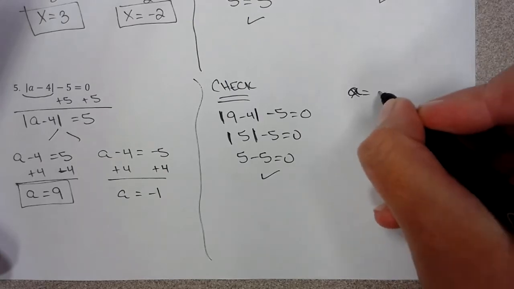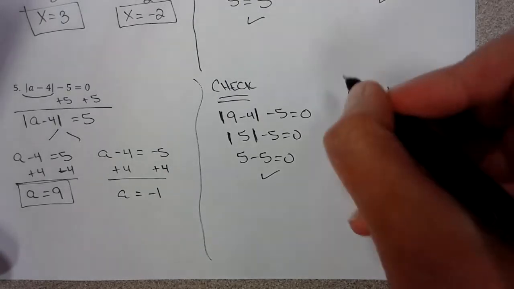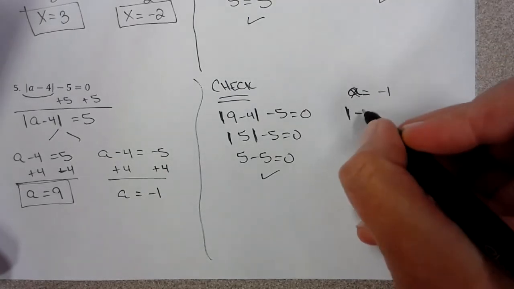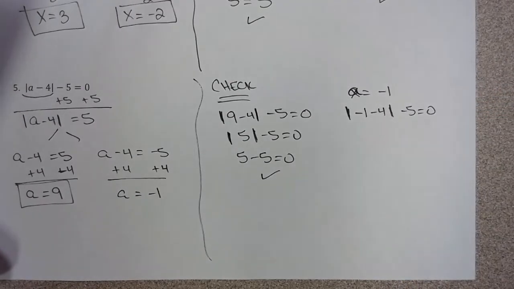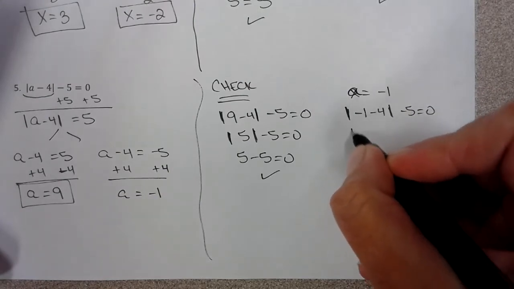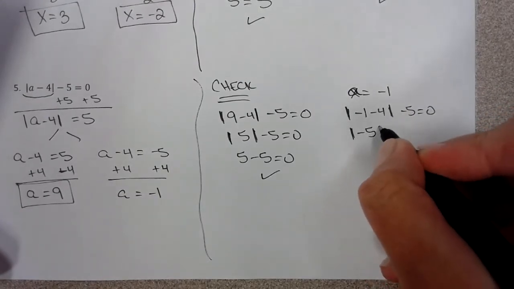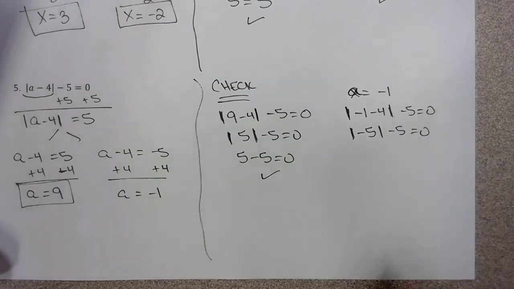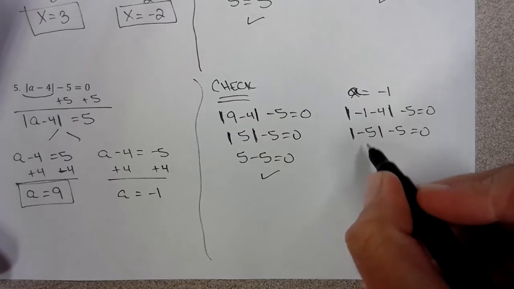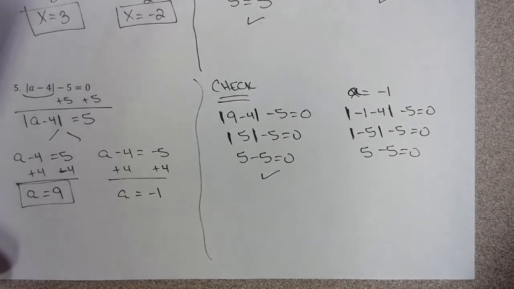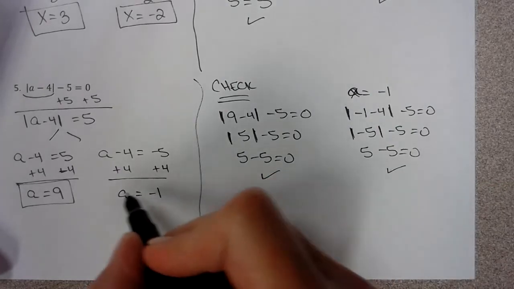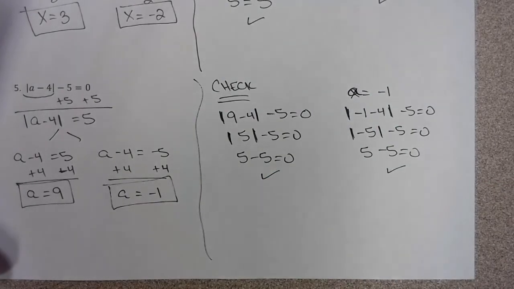Now we're on A. Check A equals -1. So I have the absolute value of -1 minus 4. Do the absolute value math first, so that adds up to -5. Take the absolute value of -5, which is 5. 5 minus 5 is 0, a true statement. So A equals -1 is also a good answer.